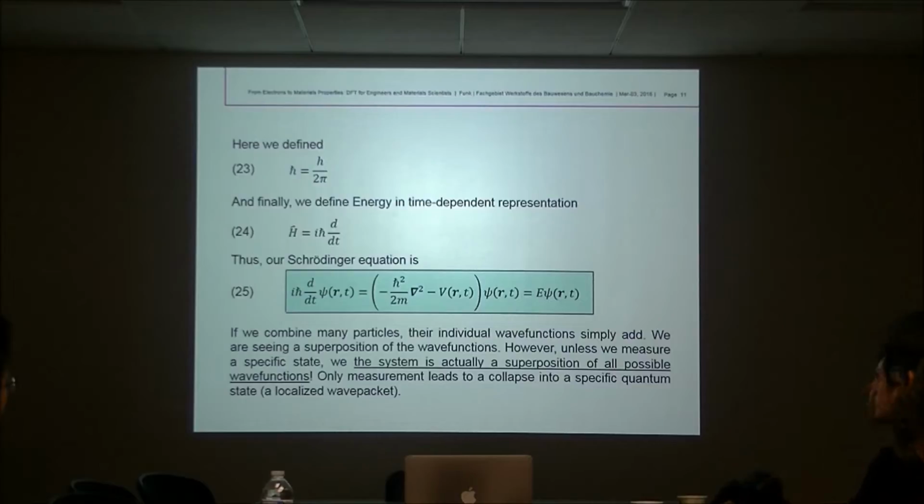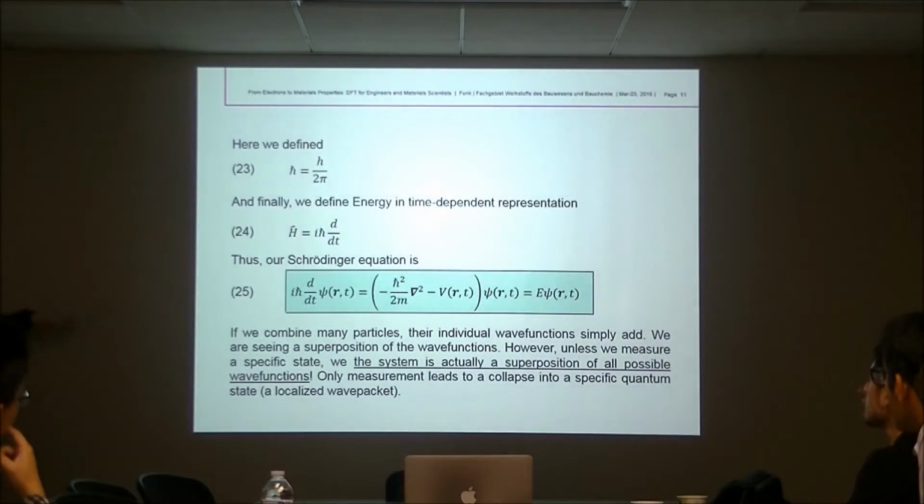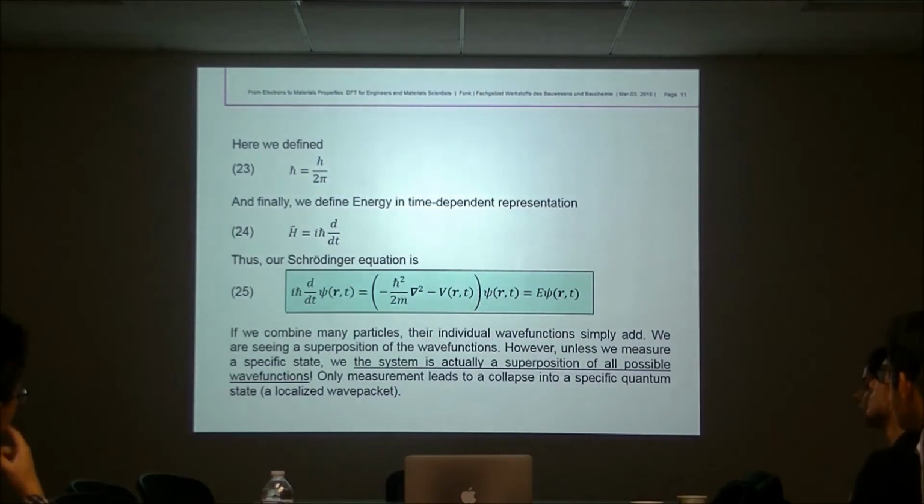So what we see is, in principle, we have a superposition of the wave function of the particles, which we see, but this is not the full story. Unless we measure a specific state, the system has no specific state. All wave functions are possible. So the system is actually not only a superposition of the measurable wave function of each particle, but a superposition of all possibilities of how this could be.